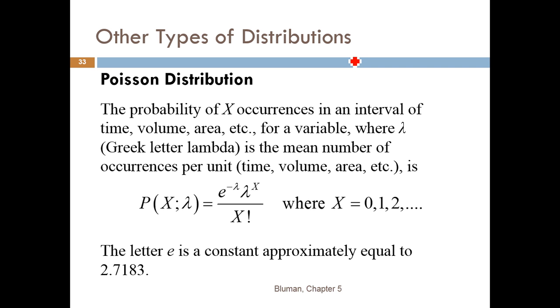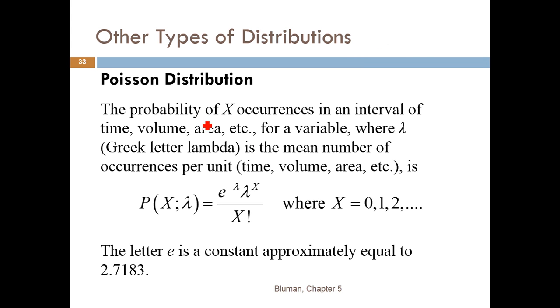So here's your formula for it. The probability of X occurrences in an interval of time, or over a volume, or over an area. Again, for how many raindrops fall on a car, you would have to measure the area of that car. This new symbol, a Greek letter called lambda, is the mean number of occurrences per unit. So we're talking about the average number of occurrences. If we said, in a farmer's field, what's the probability that on average every acre has 20 plants that don't grow?